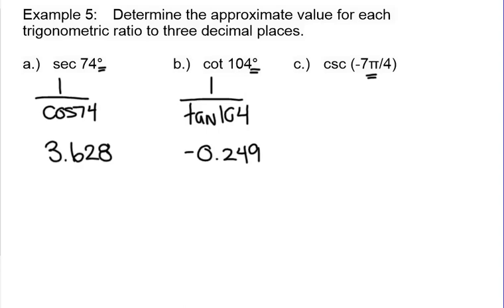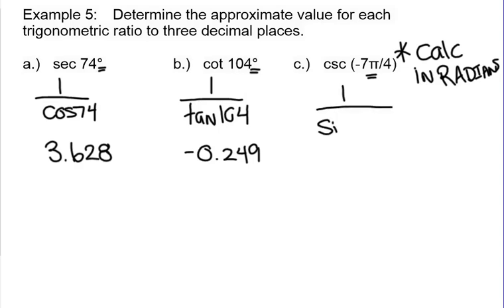And then last but not least, notice in this question, we are not in degrees, we are in radians, which means your calculator has to be in radians. So switch your calculator to radians, make sure you know how to do that. And especially in this unit, make sure you know how to switch it back and forth, because depending on what setting it's in, your calculator will spit out the wrong answer. So in this one, cosecant goes with sine: 1 divided by the sine of negative 7 pi over 4. When you crunch that in, you get 1.414.